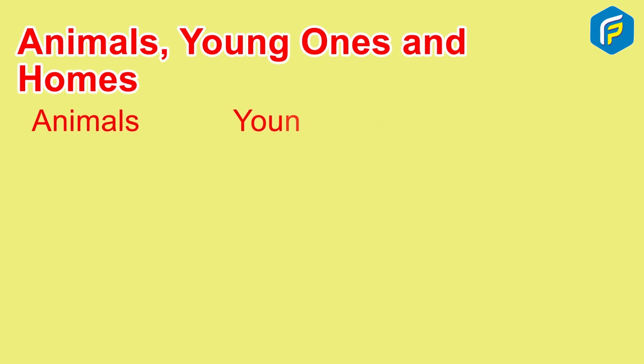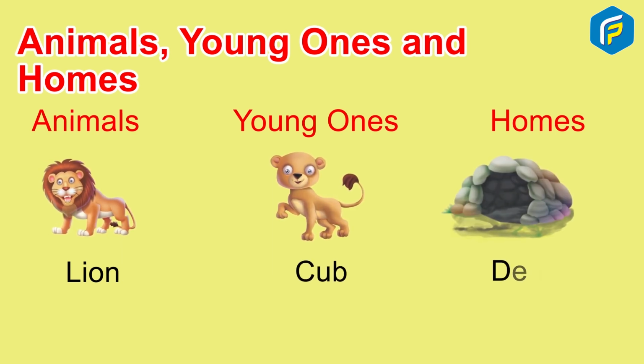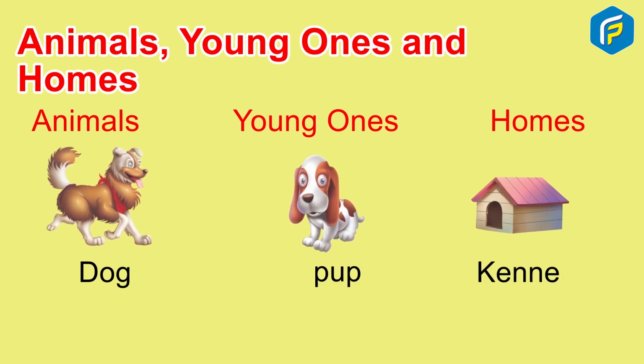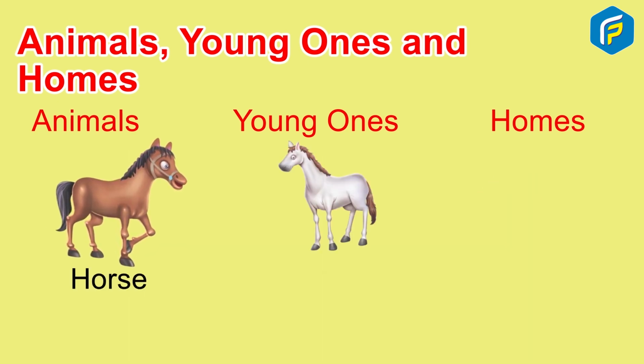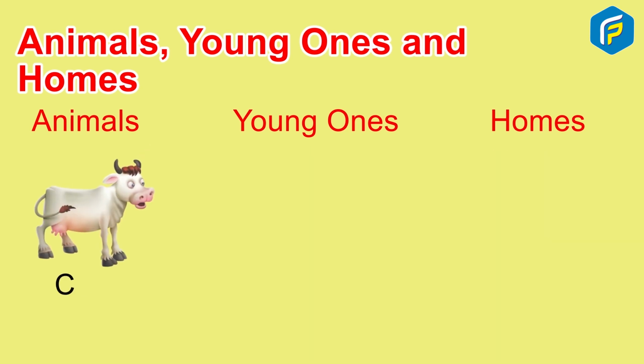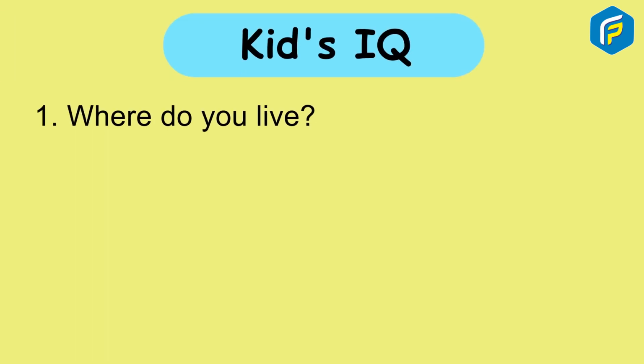Animals, young ones, and homes. Lion, cub, den. Dog, pup, kennel. Horse, foal, stable. Cow, calf, shed. Kids IQ. Where do you live?